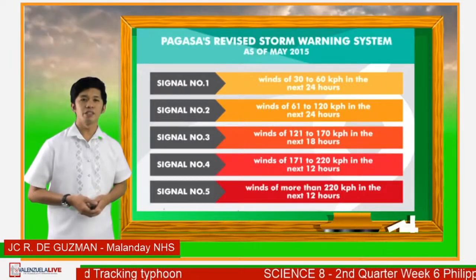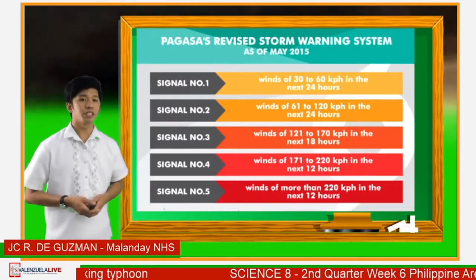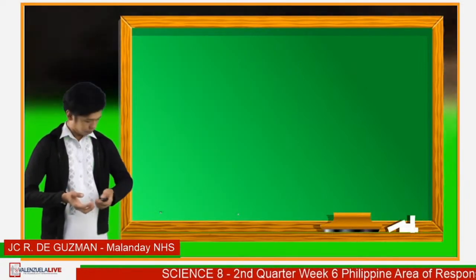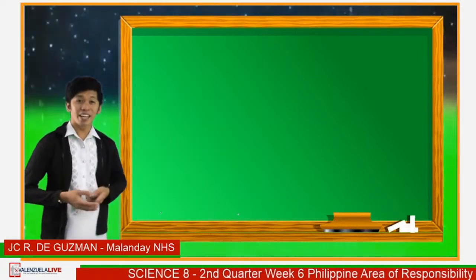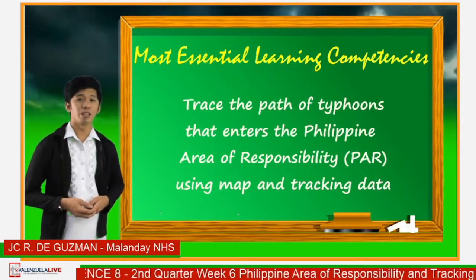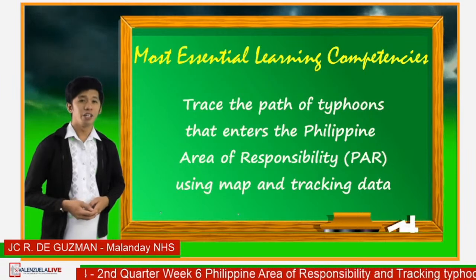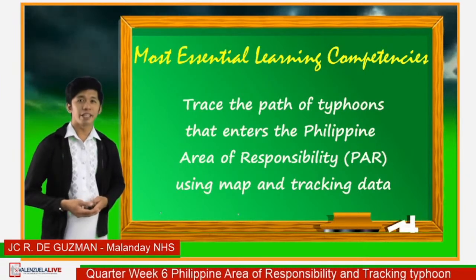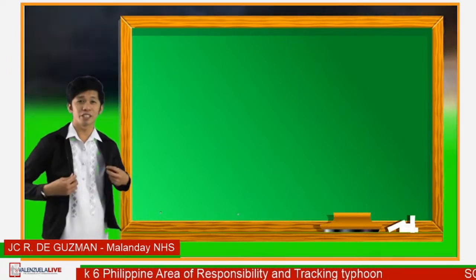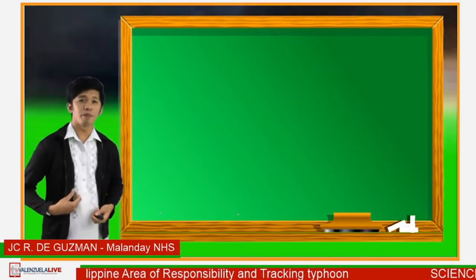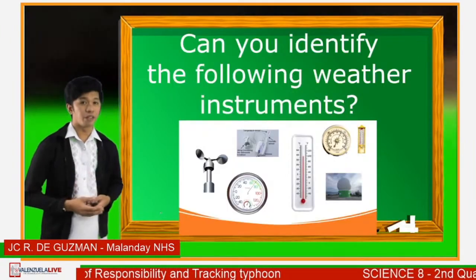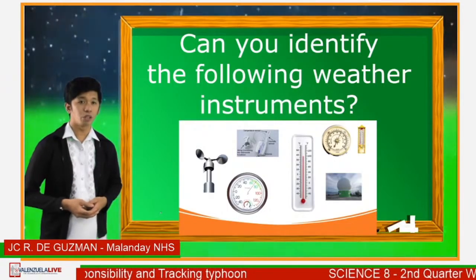This morning, we will be a meteorologist like Mang Tani, as we try to trace the path of typhoons that enters the Philippine Area of Responsibility or PAR using map and tracking data. But before we start, as a meteorologist, we should have enough equipment for us to do our job. Can you help me identify the different weather instruments a meteorologist should have?